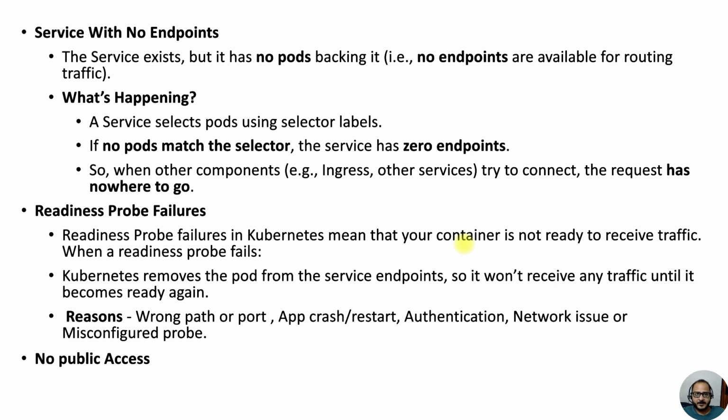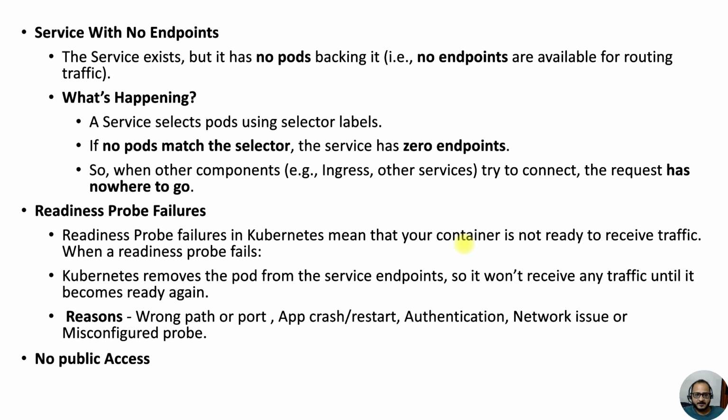So why does this service with no endpoints occur? Suppose when you configured your service.yml file, maybe you have misconfigured the app label, the selector, or there are some configuration issues in your selector, like the deployment.yml file and service.yml file selector values don't match. So how will the service know where it needs to route the traffic?